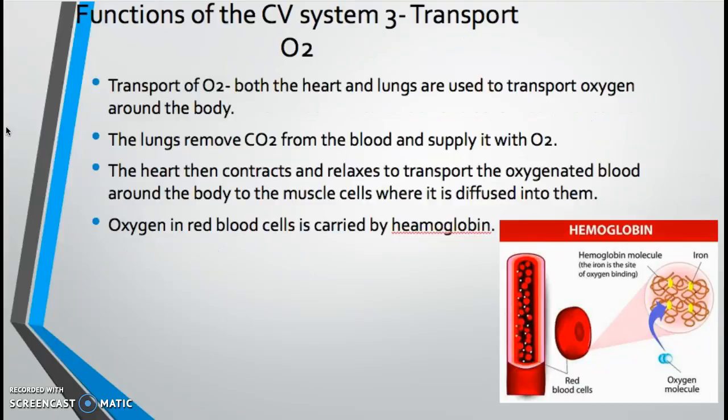Another function is transport of oxygen. So both the heart and lungs are used to transport oxygen around the body. The lungs remove the carbon dioxide from the blood in gas exchange, as we just looked at, and supply it with oxygen. The heart then contracts and relaxes to transport oxygenated blood around the body to the muscle cells where it's diffused into them. Oxygen in the red blood cells is carried by hemoglobin. When hemoglobin is full of oxygen, it then becomes oxyhemoglobin.